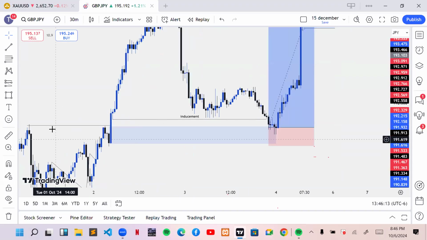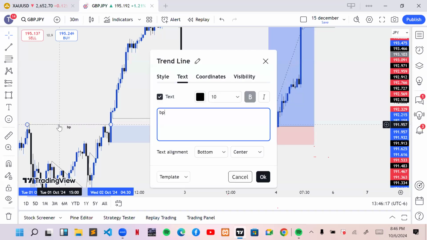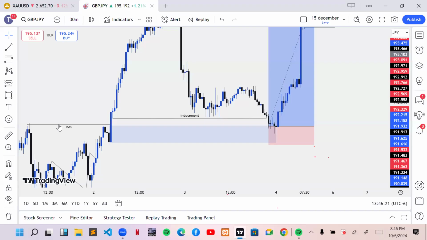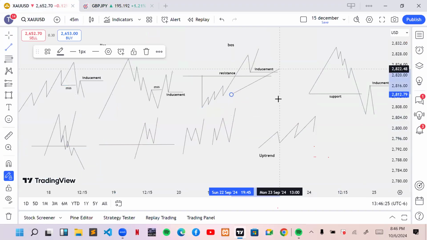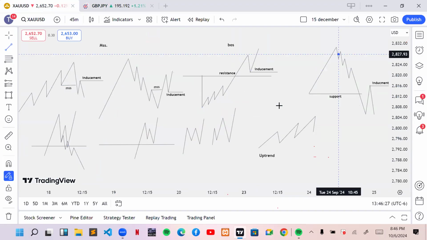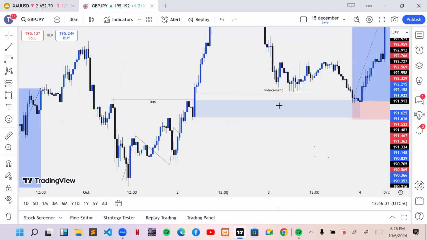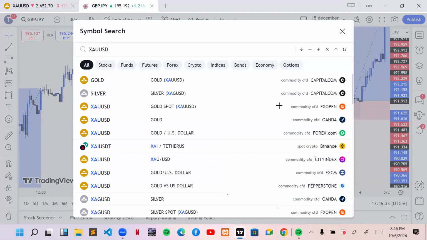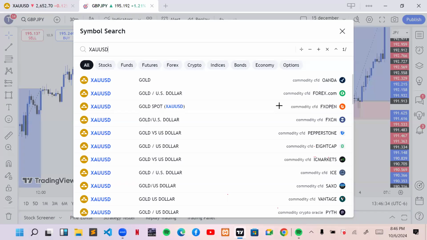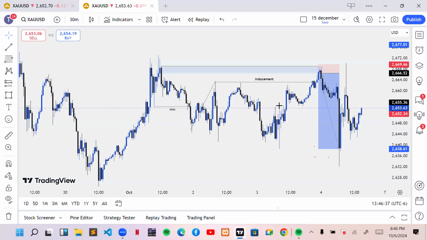So I've gotten my break of structure. I've gotten my inducement right here. Same thing as this gold. For gold, I've gotten my market structure shift right here, and I've gotten my inducement right here.